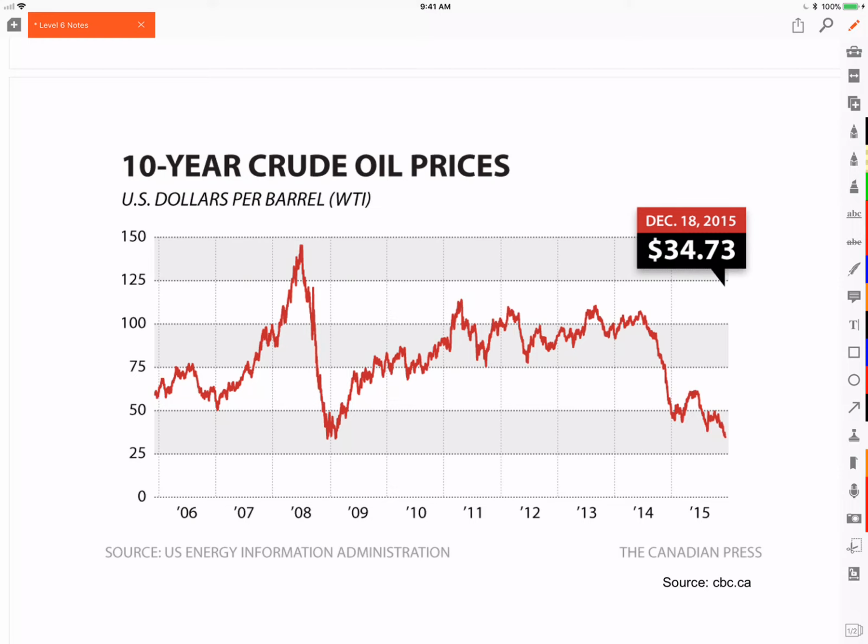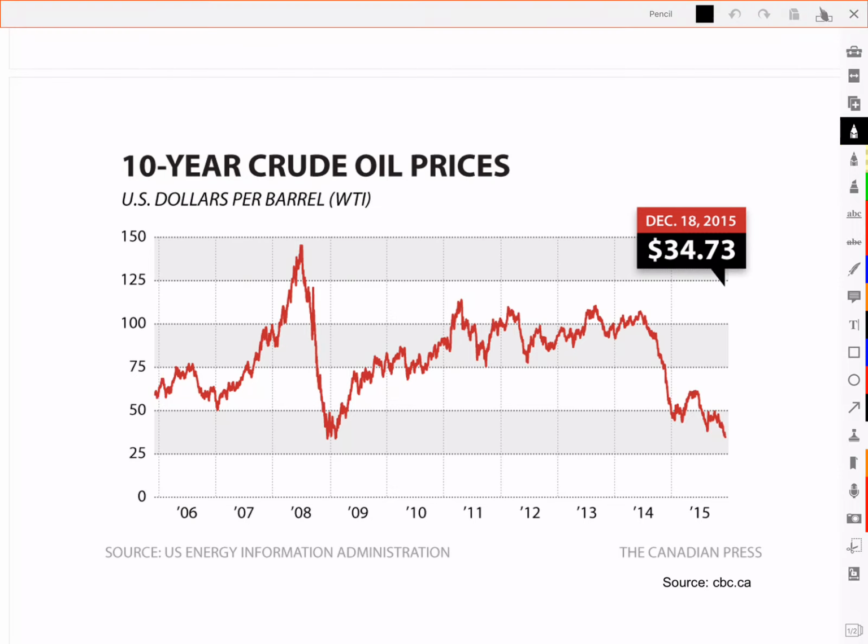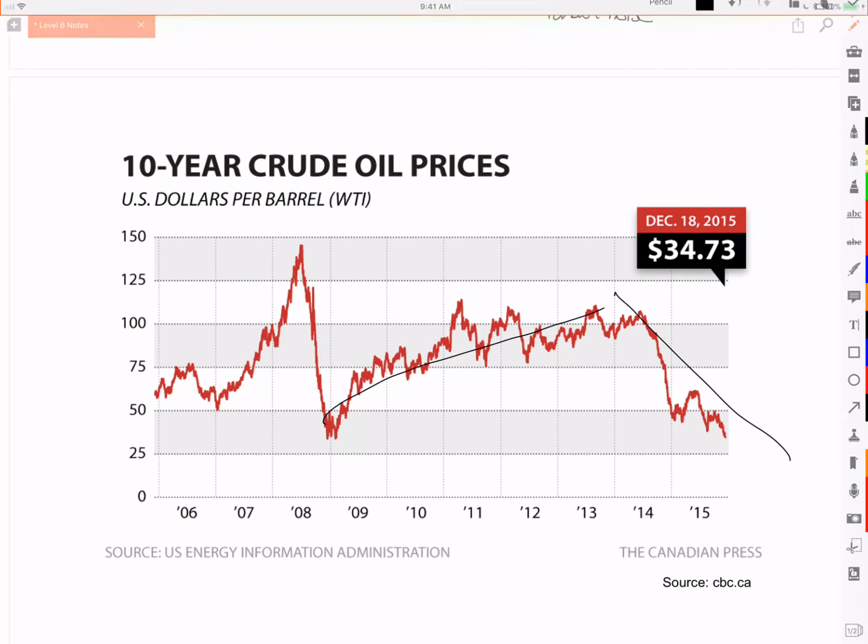All right, so here's the 10-year crude oil prices. And what you can see here is a general upward trend from 2008 to 2014. And then we saw a very much downward trend that's continued on for a number of years. So we can look for trends over time, that progressive upward or downward movement.